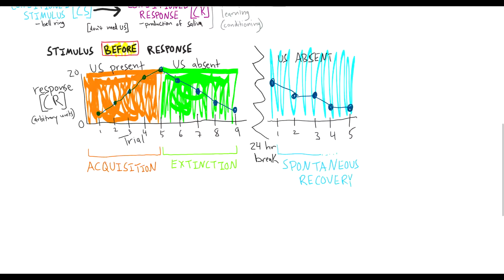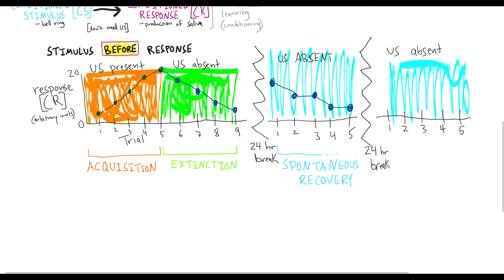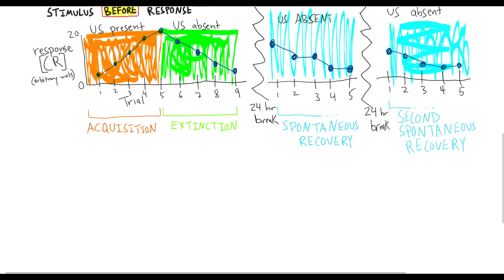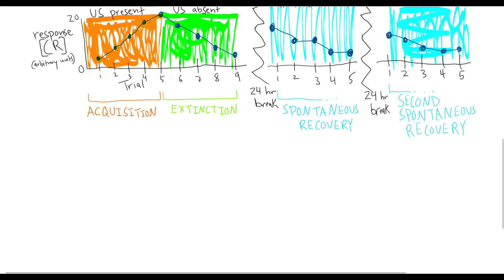Now if we keep presenting the CS, the CR will continue to get weaker, as you see here by trial 5. We can see spontaneous recovery again after another break, but again, the CR gets weaker as we repeat exposures when we present just the CS. We would have to add back the unconditioned stimulus, the sight of the food, to reform that association between the US and the CS, which was the bell, that we saw in the acquisition phase.